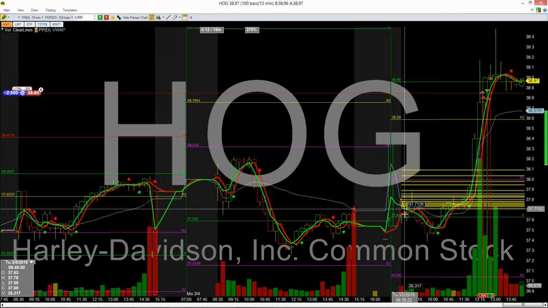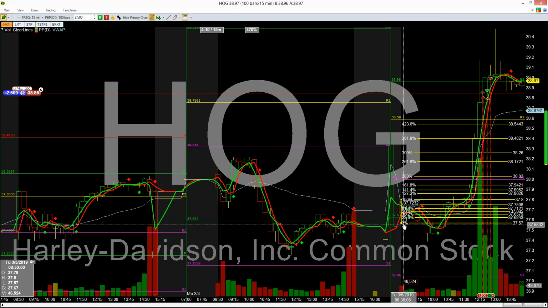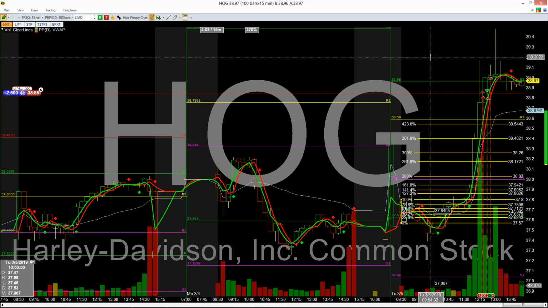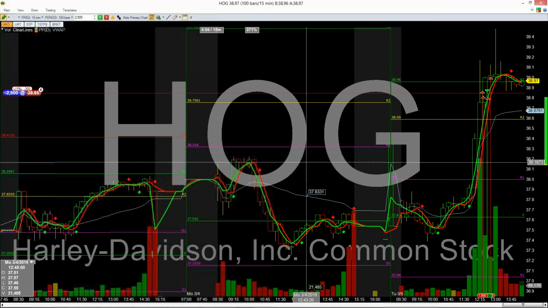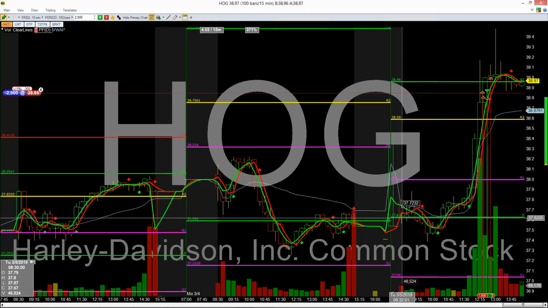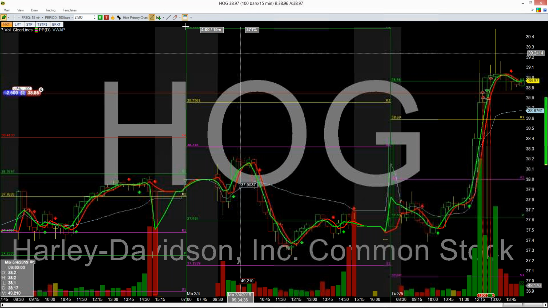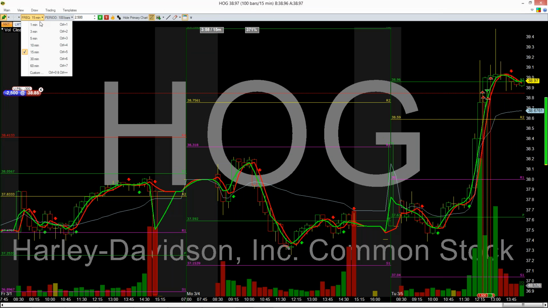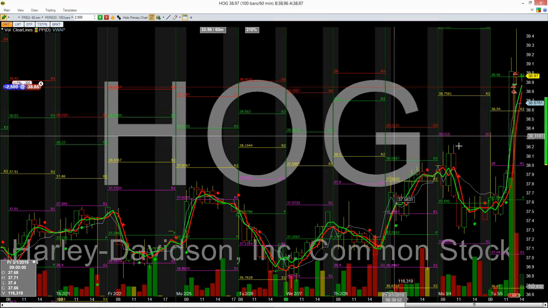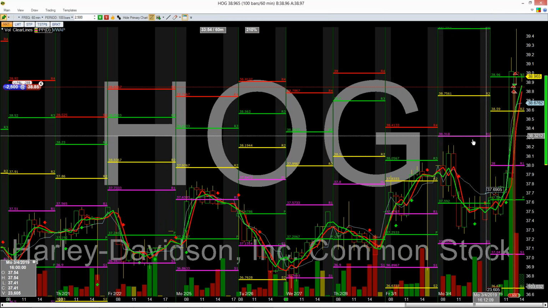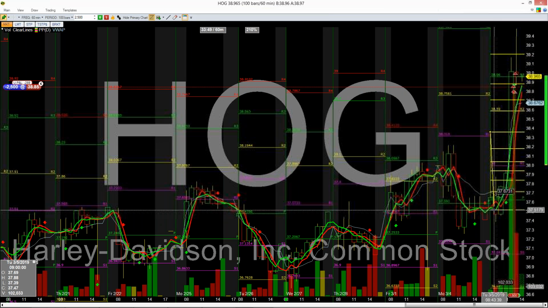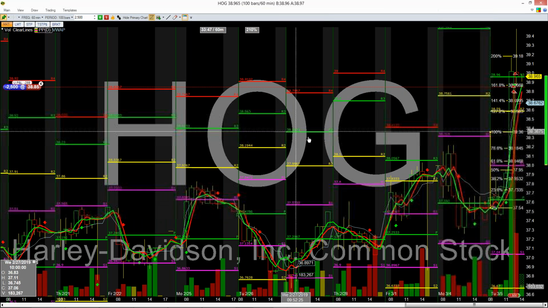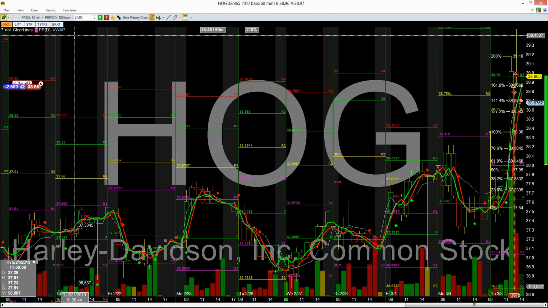See, this is such a small first 15 minute. We've already broken above it, so that doesn't even work. So now you have to go to the first 30, which doesn't work because that's still inside. Then you have to go to the 60. You have to start expanding to try to find these levels. So the first 60, there you go. Now you've got something to work from.